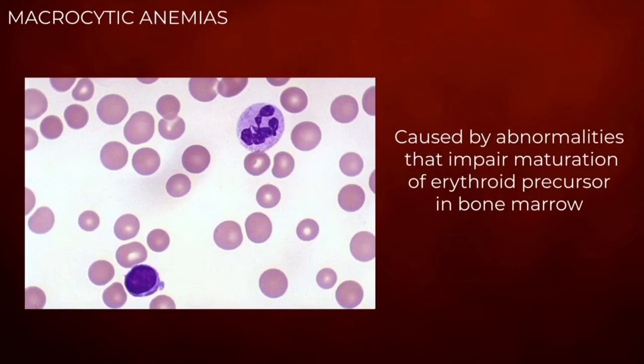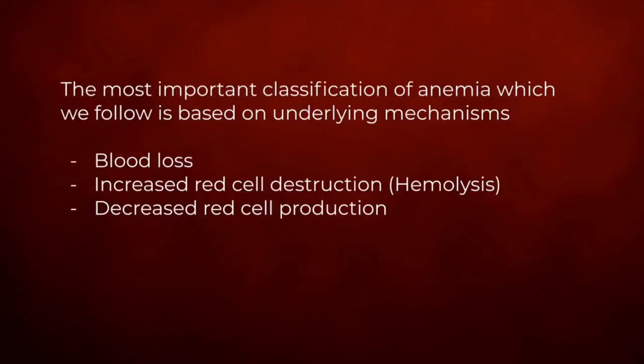The shape and size of the RBCs are very large compared to the normal one, and there are lots and lots of spaces which show the absence of RBCs. So obviously it is macrocytic anemia. Okay, so that's all for this classification. The next classification, which is very important and which we follow, is based on underlying mechanisms. Based on that, it is blood loss, increased red cell destruction (hemolysis), and decreased red cell production.